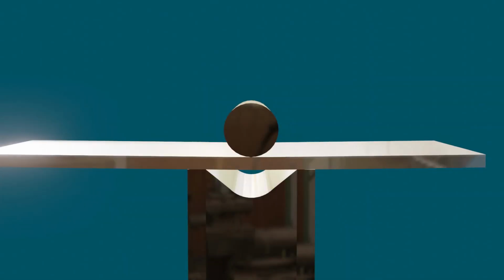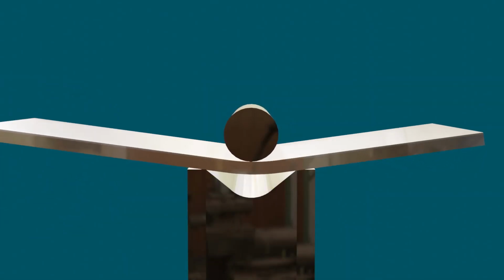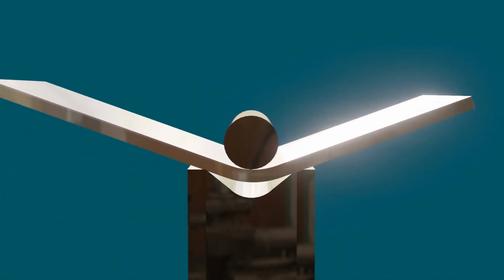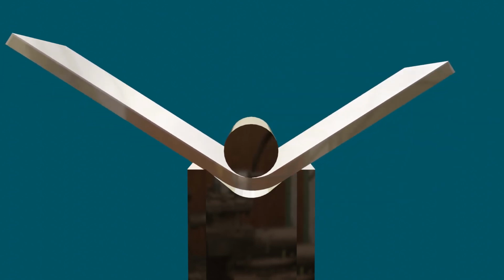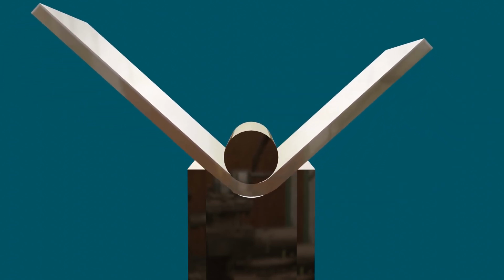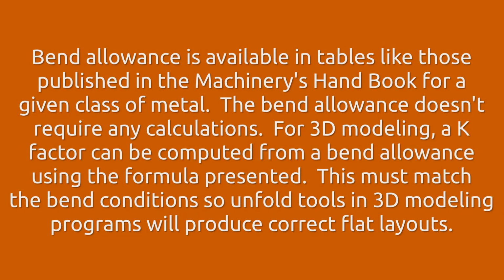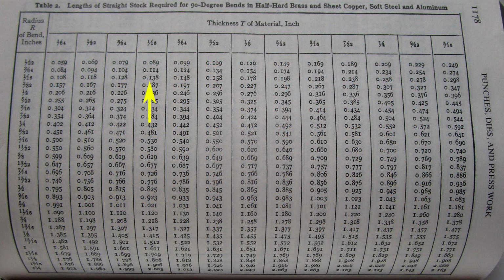Bending sheet metal is interesting and can be done accurately if you understand the theory, have good tools, and set them up properly. This video presented an overview and explains the basics. K-factor and bend allowance are like the chicken and egg. Bend allowance is easier to use for flat layouts as it can be gotten from tables and used directly without any calculations. Shown is a table of bend allowance values.